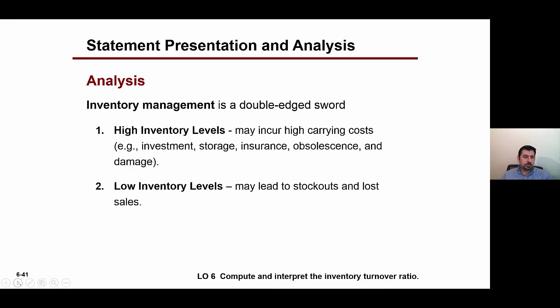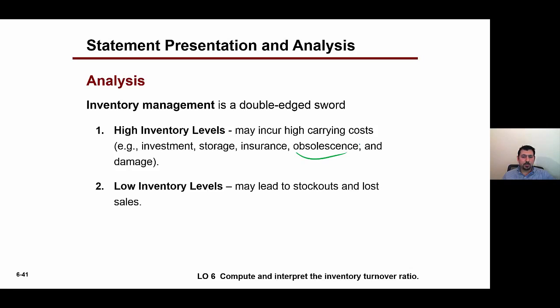Plus, this inventory might become obsolete with time. Let's say you have a high number of computers. As we know, technology loses value, most of the time pretty quickly, especially when a new model comes up. This is what we mean by obsolescence. Or if we're talking about fashion, last year's fashion will become obsolete this year in a way, or it will lose a lot of value. Also, high levels of inventory might suffer from additional damages, all of which will add to the cost of inventory.